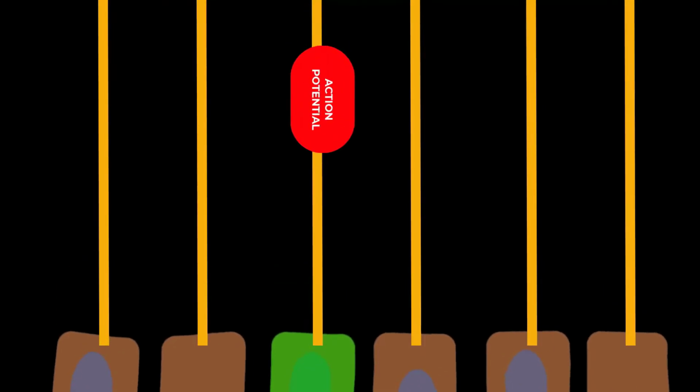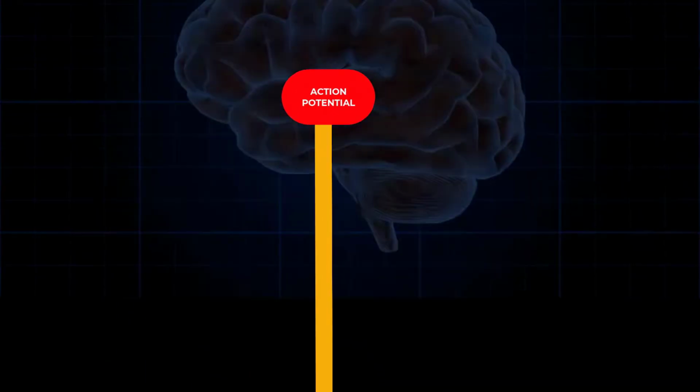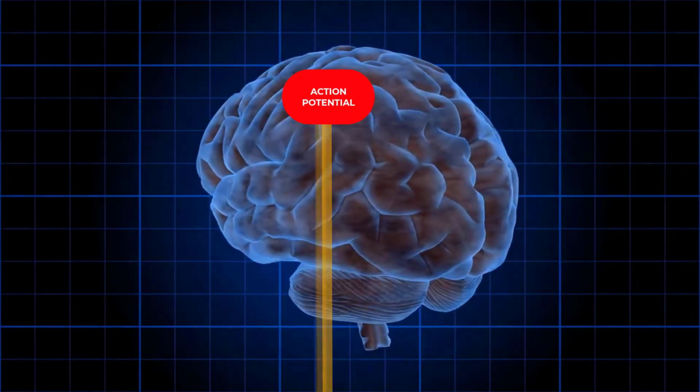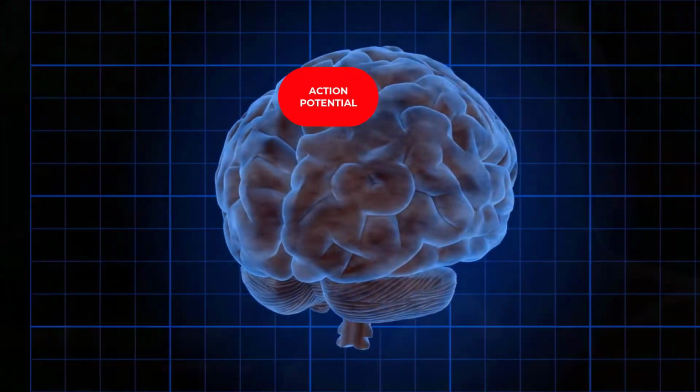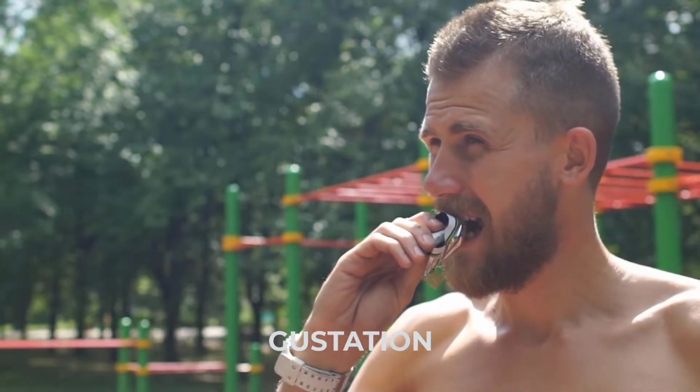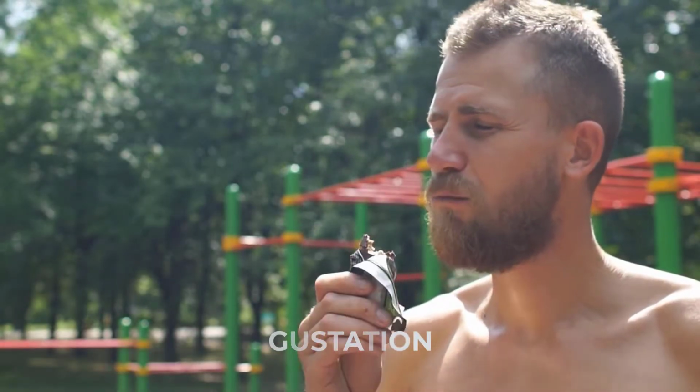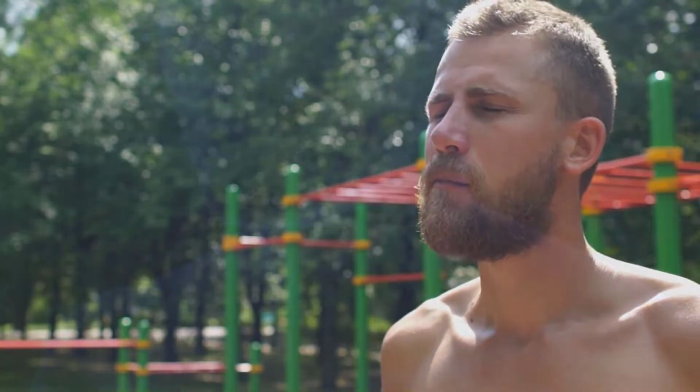The olfactory pathway is only a two-neuron pathway. In fact, the olfactory sensations are the only sensations that travel directly to the cerebral cortex without synapsing at the thalamus first. Gustation, or taste, provides information about the foods and liquids we eat or drink.